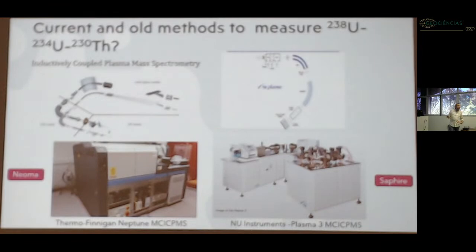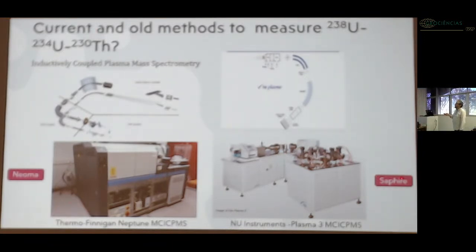There are currently two instruments that are widely used. One of them is the Thermo Finnigan Neptune ICP-MS, widely available in many laboratories, and this is the new Plasma 3 ICP-MS. There are previous versions of these instruments. You could find in some other labs the VG54 or the VG Isoprobe or the Plasma 2 or the Plasma 1. You will also find newer instruments that have come into the market in the last few years.